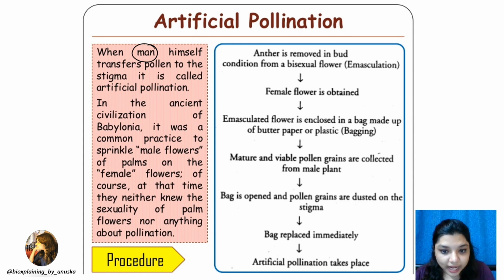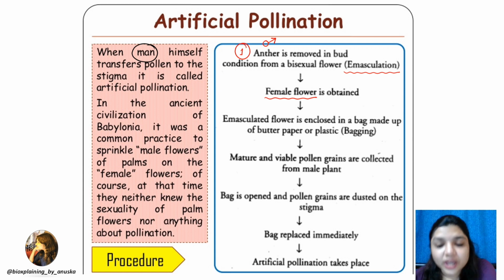So now let us understand what artificial pollination actually is, or how we do it. The first step is that the anther is removed in the bud condition from a bisexual flower, right? This is known as emasculation. So see, in normal English, masculinity means male characters, right? The anther is the male part of a flower. So if you remove the anther from a flower, what has it become? It has become emasculated, or rather it is a female flower now. It does not have its male part, right?